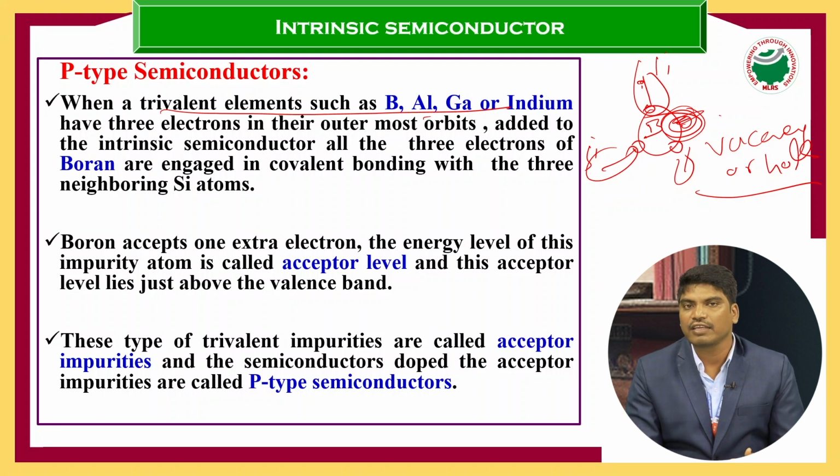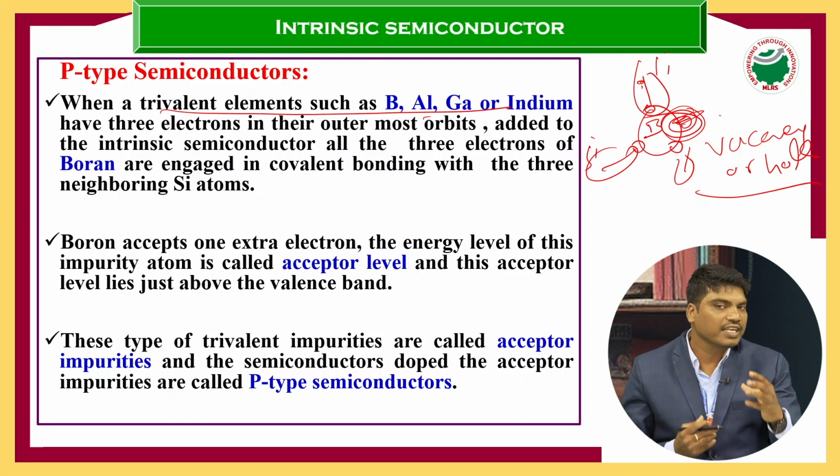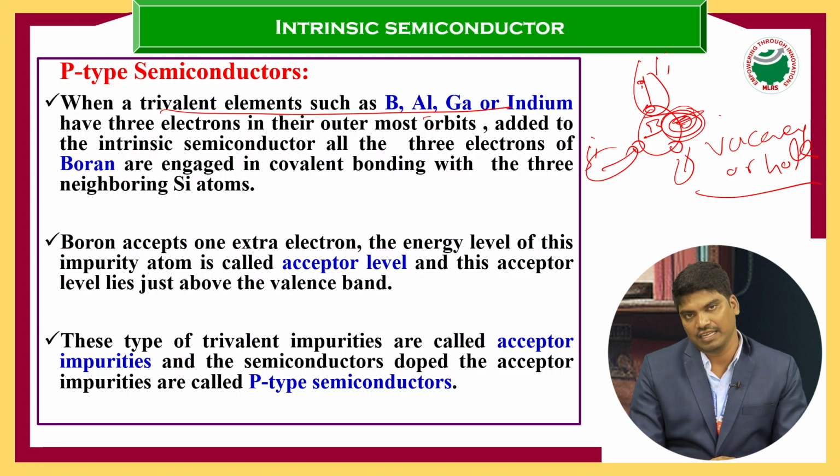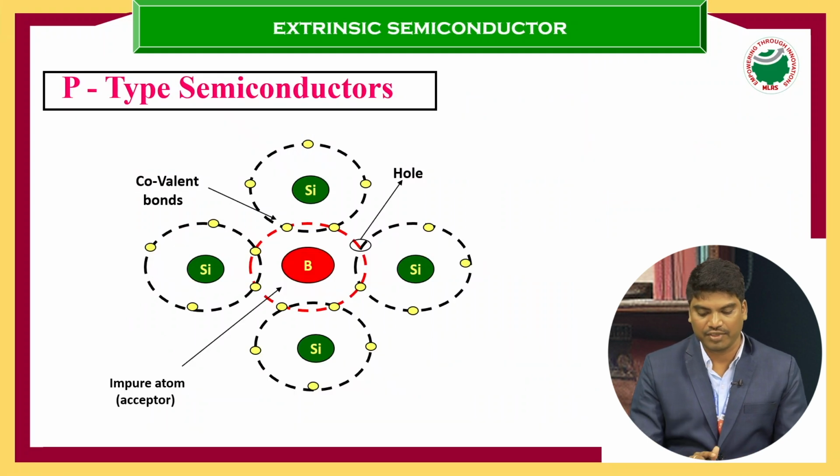Electron carries the negative charge and hole carries the positive charge. Whatever it may be, my ultimate aim is to increase the charge carriers in the material. See here in the diagram, we can clearly understand that I have added a trivalent element, that is boron, to a pure semiconductor silicon.